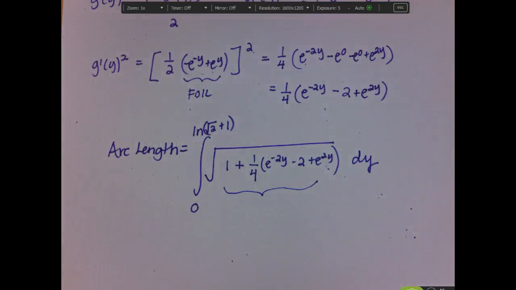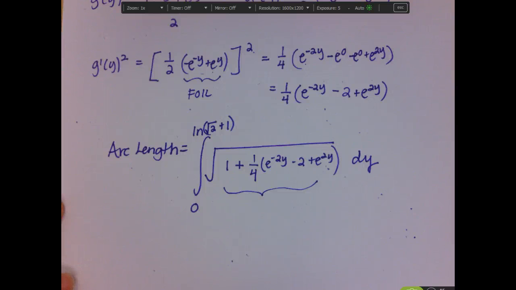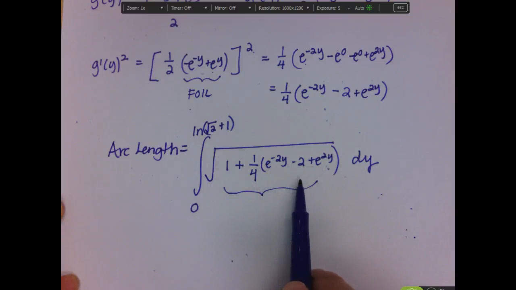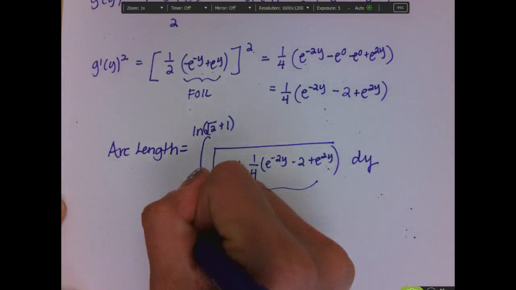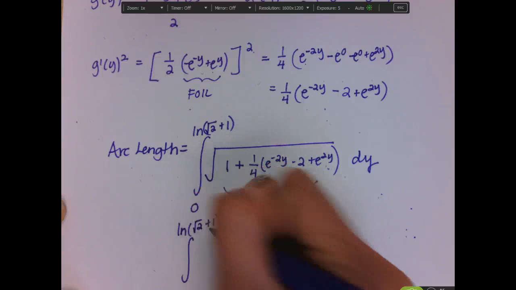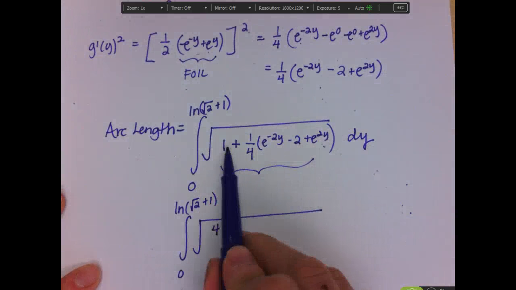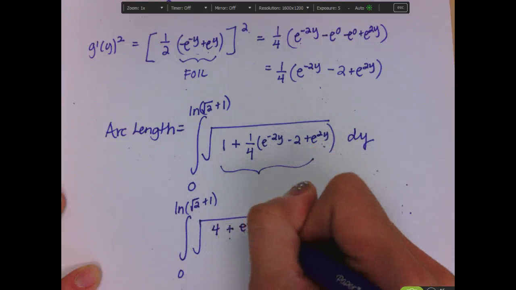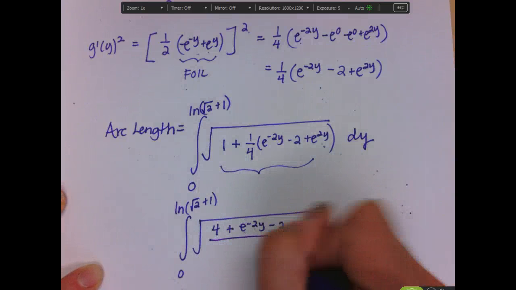Let's finish up this arc length example where we're integrating with respect to y. I mentioned the fact that we have to get a common denominator here and simplify. So this 1/4 is really the same as all of this over 4, and so I just need this to also have a common denominator of 4. That'll give me the square root of 4, because remember this is 4 over 4, plus e to the negative 2y minus 2 plus e to the 2y all over 4.